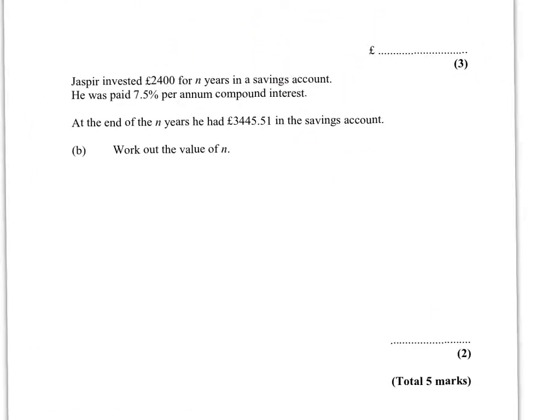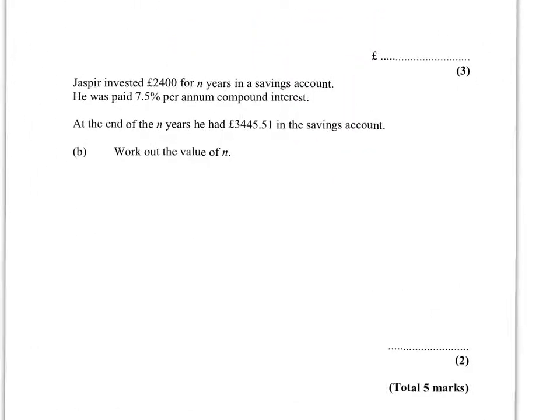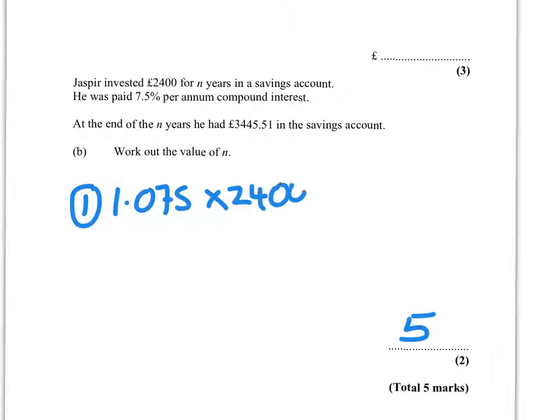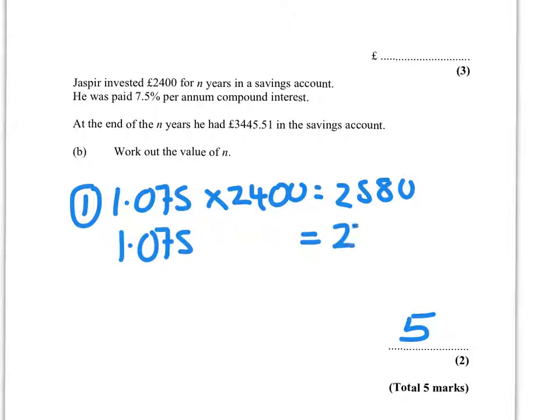In the second part, we're looking for the number of years, and we can do this using the formula or by trial and improvement, but you should get that 5 years. So at the end of 1 year, 1.075 times 2,400, which is 2,580. 2 years, multiplying by that, we get 2,773.5. 3 years, and you just keep going until you get the value that they have asked for.